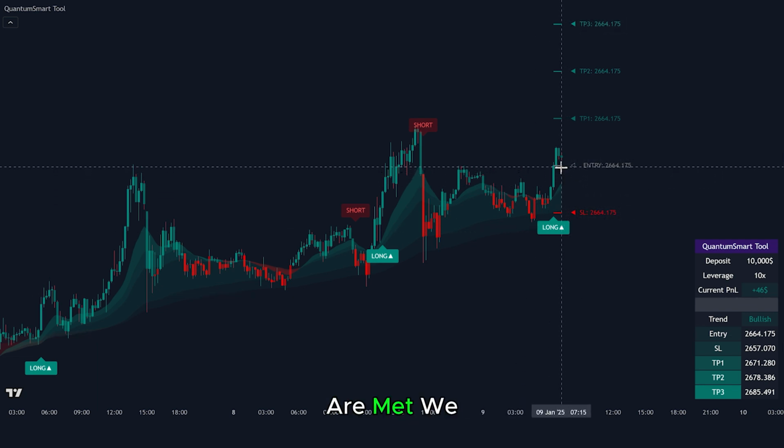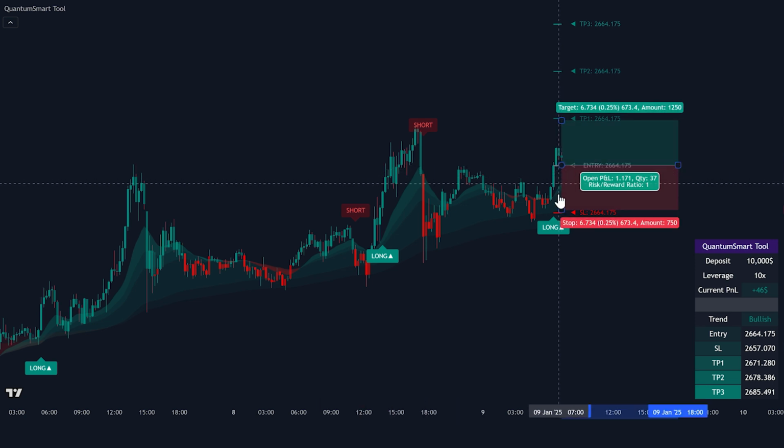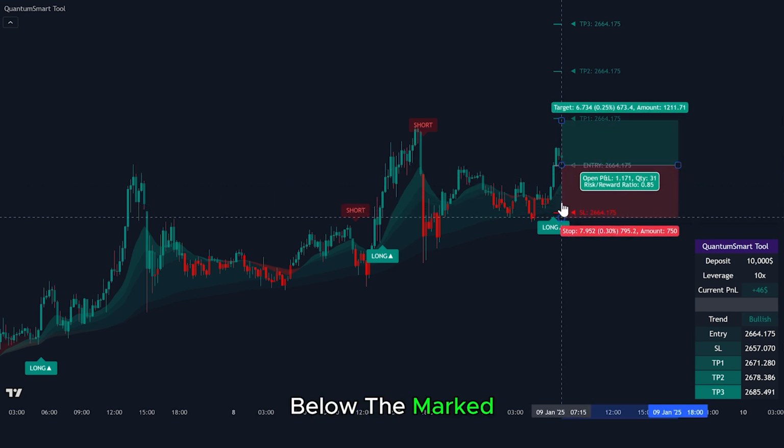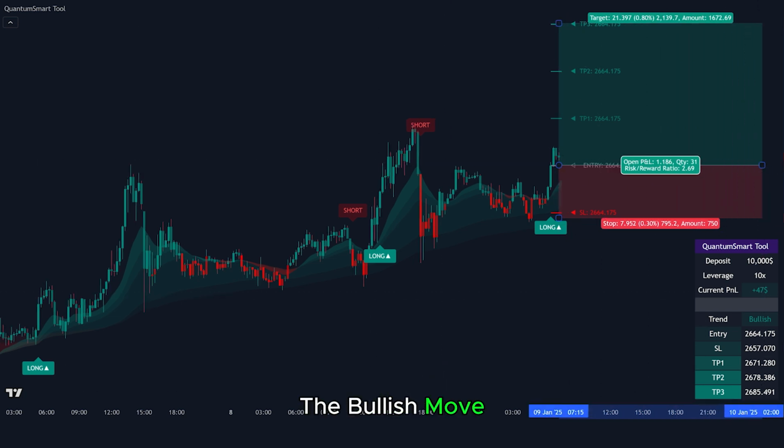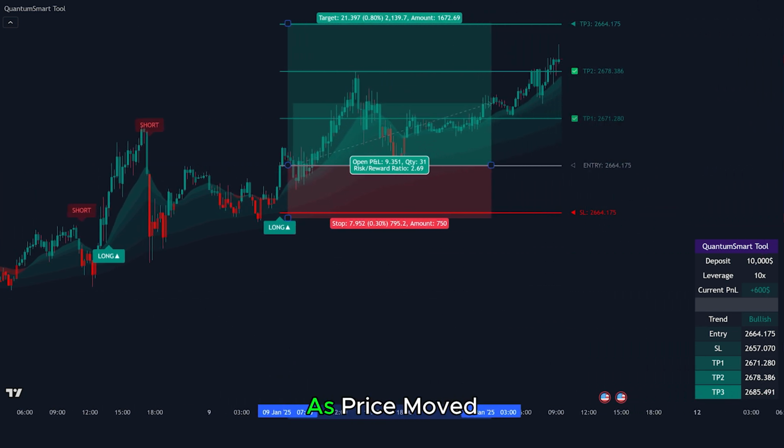Once all rules are met, we enter a long trade. We place our stop loss just below the marked zone. We then aim for take profit 3 to ride the bullish move. This trade would have ended in profit as price moved higher.